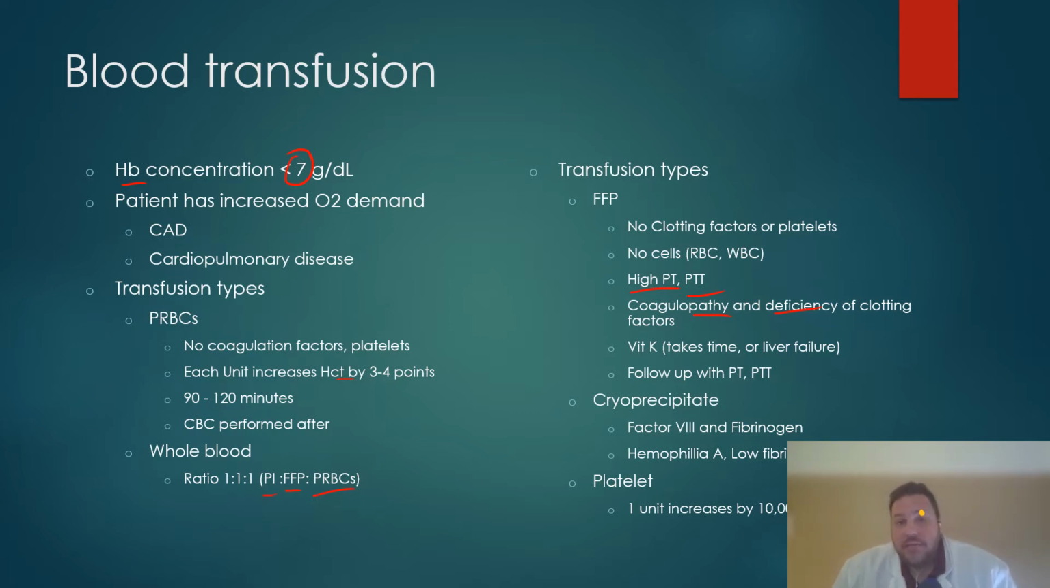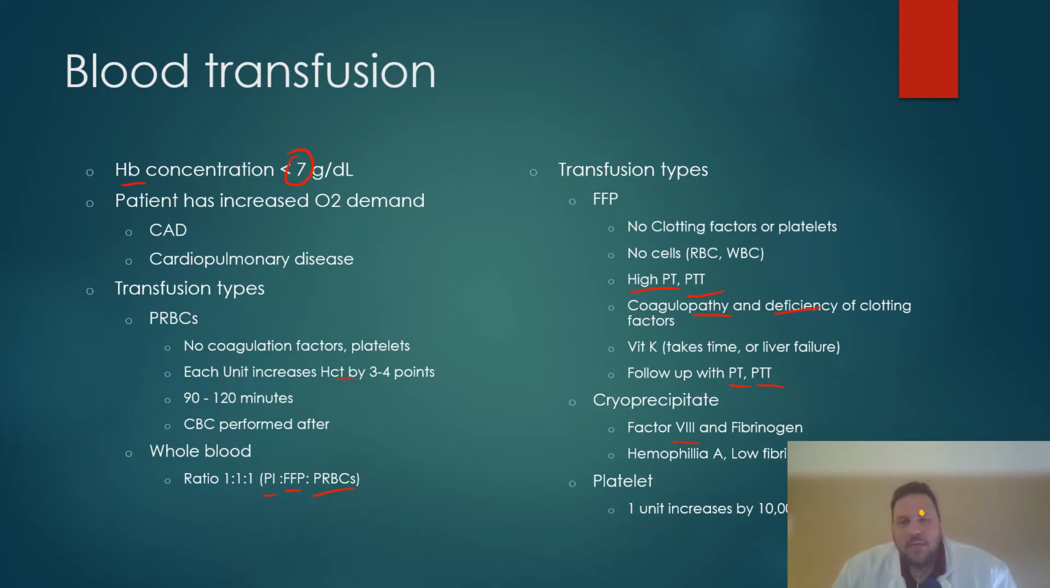We also give it in times when vitamin K takes time to work its magic, or in patients with liver failure, which again affects vitamin K. We follow it up with PT and PTT afterwards. Cryoprecipitate basically has factor VIII and fibrinogen in it. It's given for hemophilia type A, or in cases of low fibrinogen like disseminated intravascular coagulation. That's a case where you can give it as well.